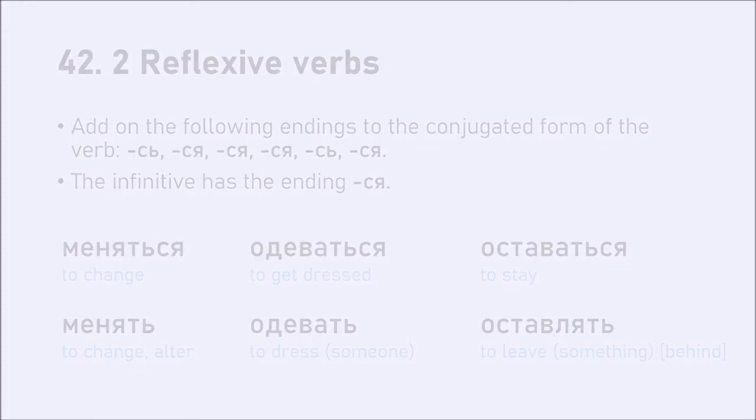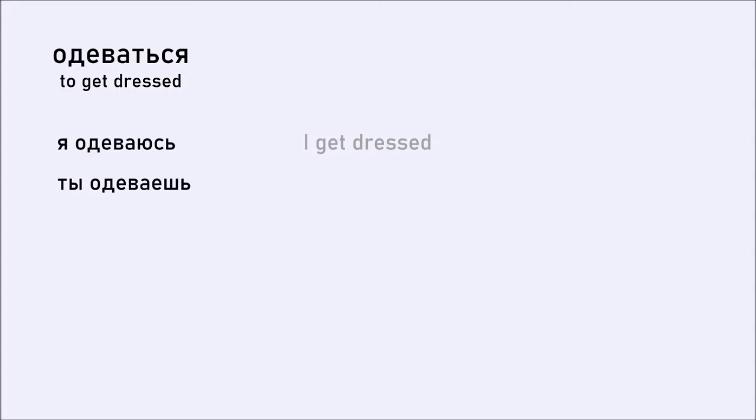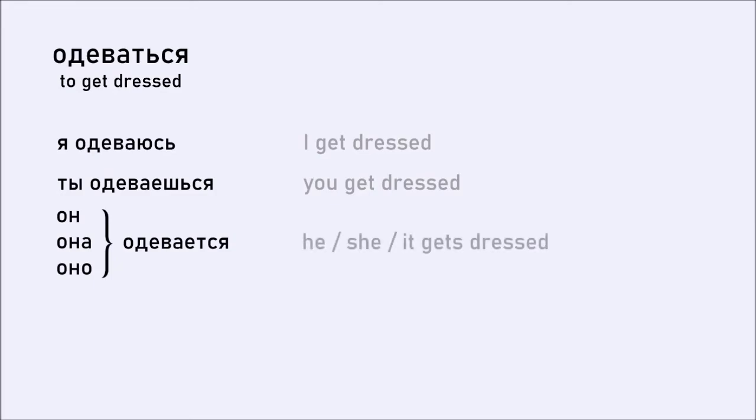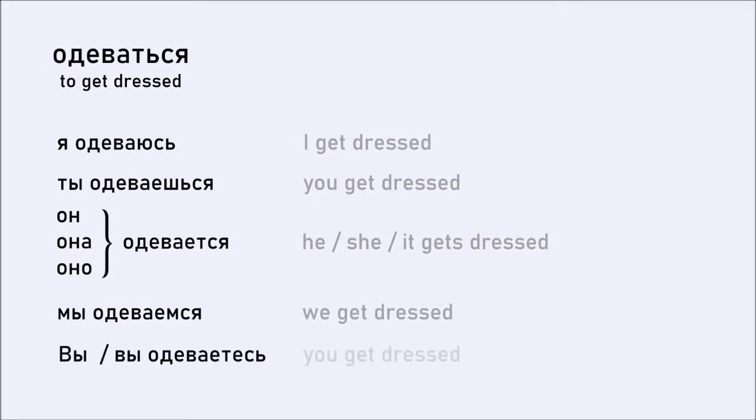Okay, let's do a bit more conjugation practice. So how do we conjugate одеваться in the present tense? Pause the video now and then we'll go through it. Я одеваюсь. Ты одеваешься. Он, она, оно одевается. Мы одеваемся. Вы одеваетесь. Они одеваются.